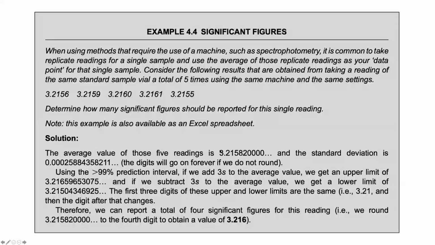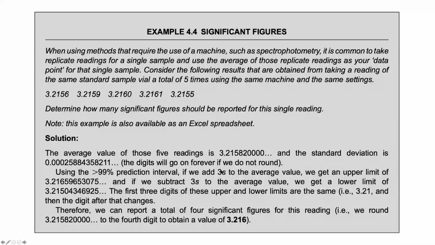So we calculate the average of these 5 readings, and we get 3.21582. The standard deviation from those 5 readings is shown here, and the digits would go on forever if we didn't round. I'm showing a lot of digits just so that you can see how this method works. Again, we use the prediction interval to determine how many significant figures.